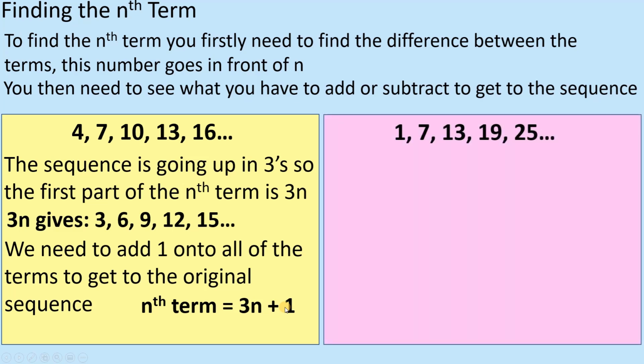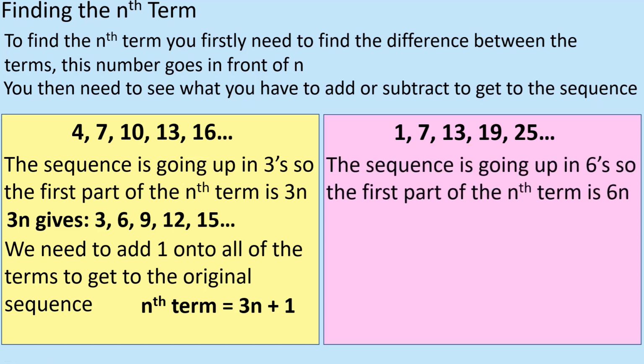Okay, so let's have a look at another one. Hopefully you can spot the pattern. This goes up in 6s, so that's going to be 6n, my 6 times table. So this would be 6n exactly: 6, 12, 18, 24, and 30. But of course, it's not that. It is 5 less, isn't it?